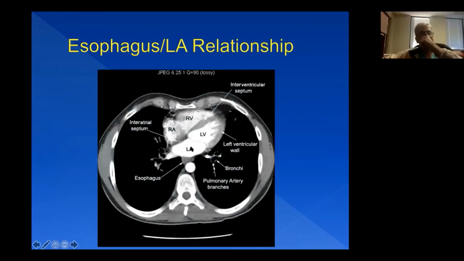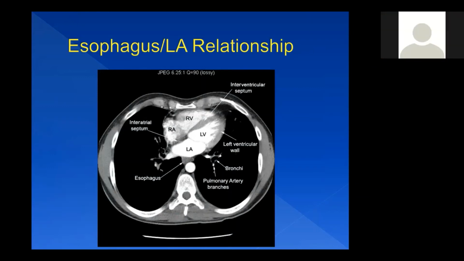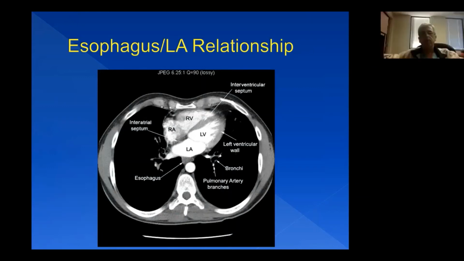Now I would like to highlight the relationship between the esophagus and the left atrium. One of the most dreaded complications of ablation for atrial fibrillation is creating left atrial esophageal fistula. If we look at the CT scan here, this is anterior, the sternum, this is the back, this is the heart with the right ventricle and right atrium anteriorly. Posteriorly, you have the left ventricle and the left atrium. Immediately behind the left atrium, you have the esophagus, this is the aorta. So look at the proximity between the esophagus and the left atrium.